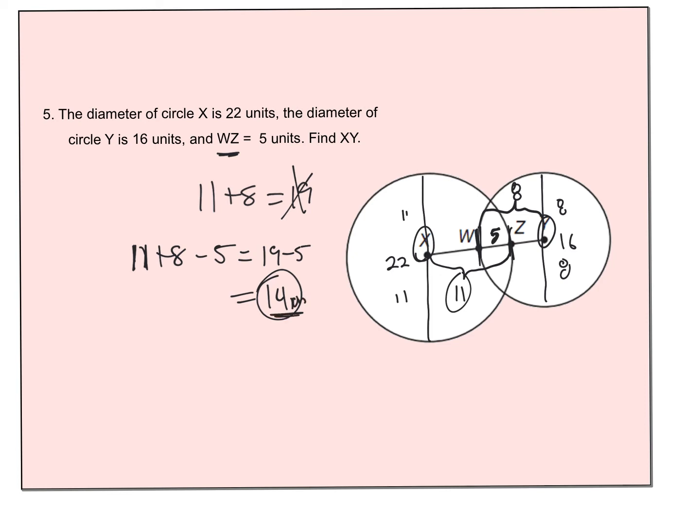The reason is because this 5 is part of both radii. It's part of XZ and it's also part of WY. It's part of both circles. So you have to account for that.